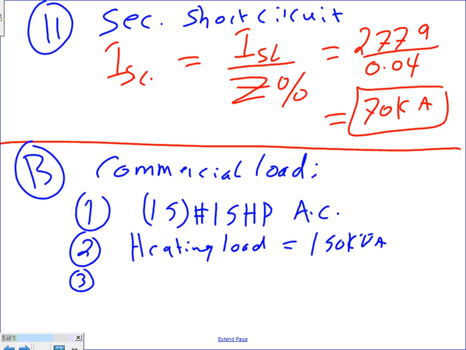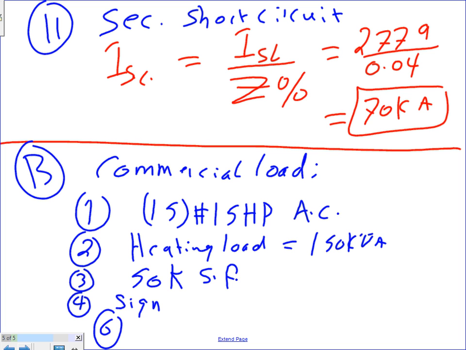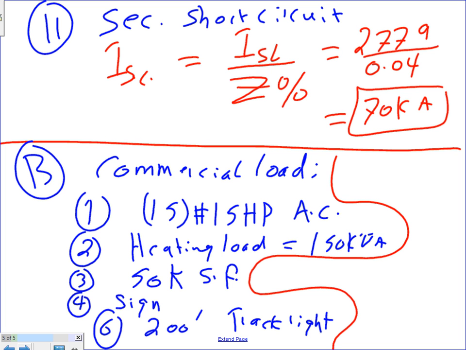3. I have a 50,000 square foot building. 4. I have a sign in the building. These are different loads that we have. 5. I have track lights, 200 feet of track light. 4 is the sign.